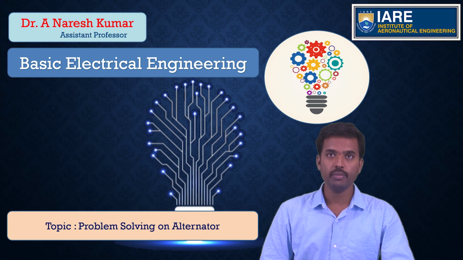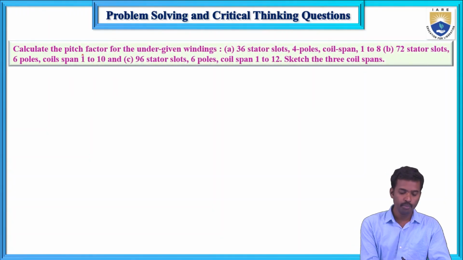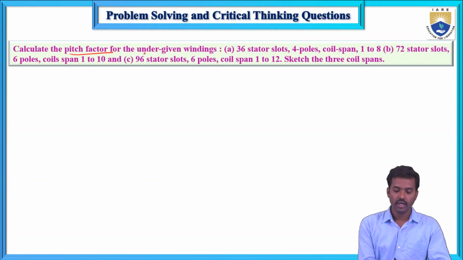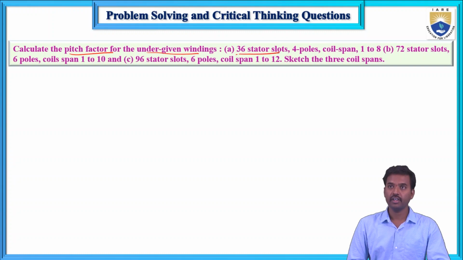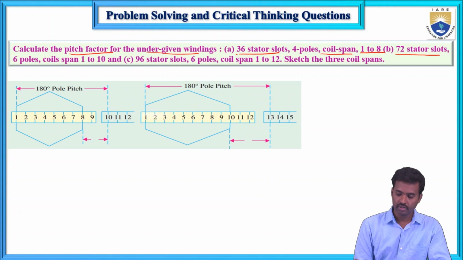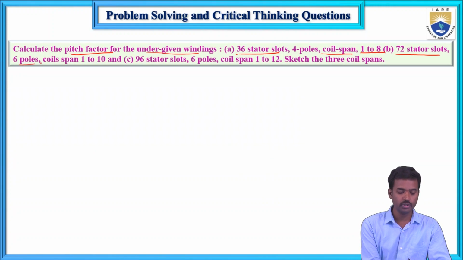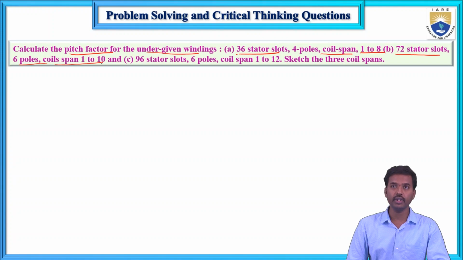Today we are going to discuss some problems on a transformer. First problem: calculate the pitch factor under the given winding conditions. First, 36 stator slots and 4 poles with coil span 1 to 8. Second problem, the pitch factor for 72 stator slots and 6 poles with coil span 1 to 10. Third problem, 96 stator slots and 6 poles with coil span 1 to 12.